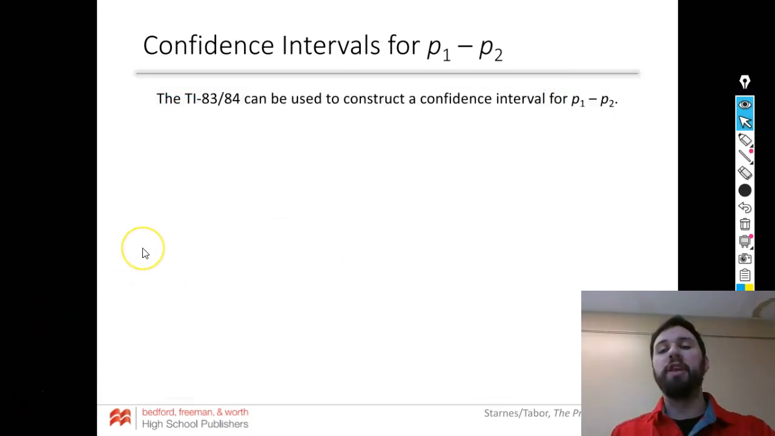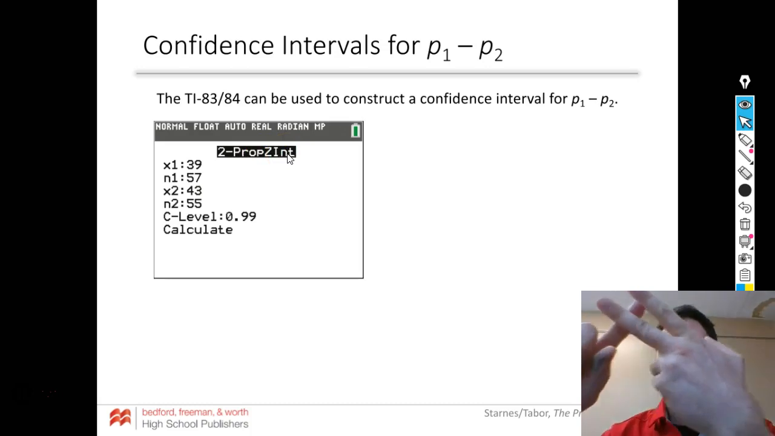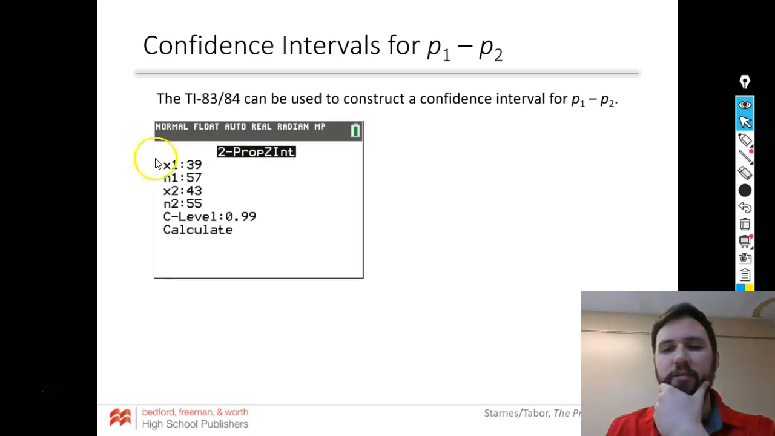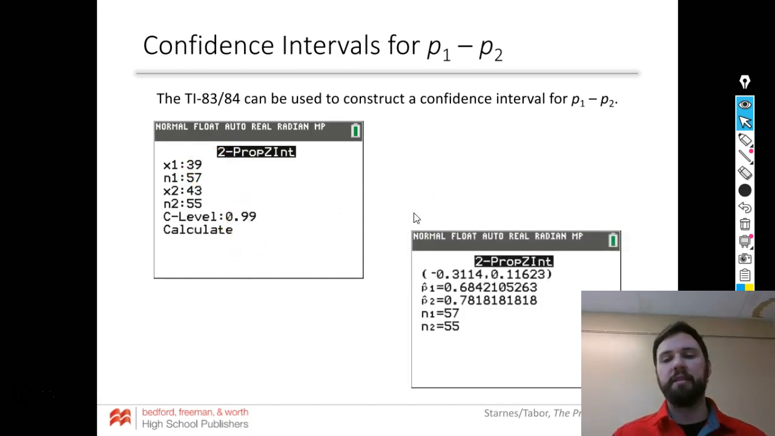Now I come with good news. Majority of the time, you're actually going to find these on your calculator and not do them out longhand. And that's okay. You're going to use 2-sample prop z interval. Z because it's proportion, 2 because there's 2 samples, and then you plug in your x1, your n1, your x2, and your n2. We had 39 out of 57, 43 out of 55. You put in your confidence level, you hit calculate, and look at that. We would have gotten the same answer.